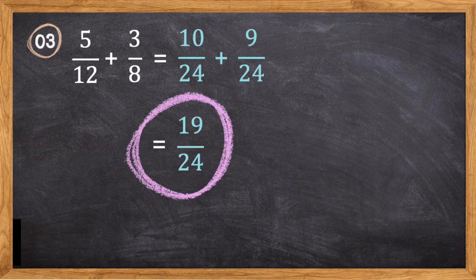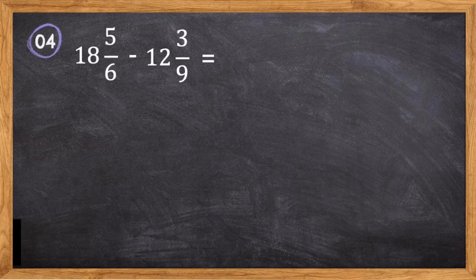Okay? And for our last example, we have 18 over 18 and 5 over 6 minus 12 and 3 over 9. So, dissimilar fractions, no? Pero this time, ang given nato are mixed fraction, di ba? So, same process gihapon. Just that, na lang tayo mga whole numbers here.